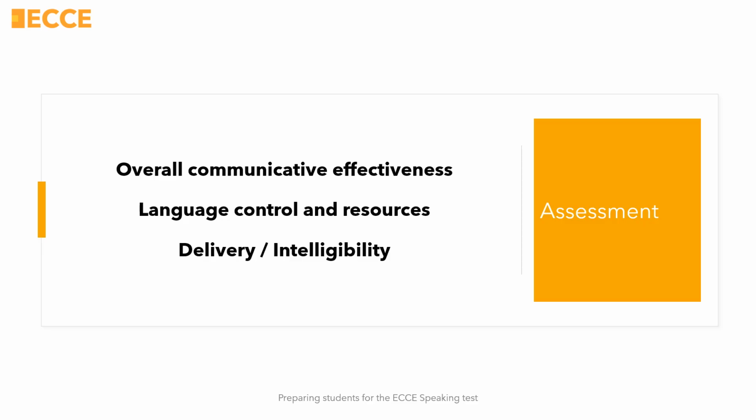Now, let's have a look at the assessment criteria. Overall communicative effectiveness assesses the candidate's ability to convey information, express ideas, sustain talk, and contribute to the topic development. Language control and resources assesses the quality of grammar and vocabulary used. And delivery and intelligibility does not assess the accent, but rather the rate of speech as well as intonation.